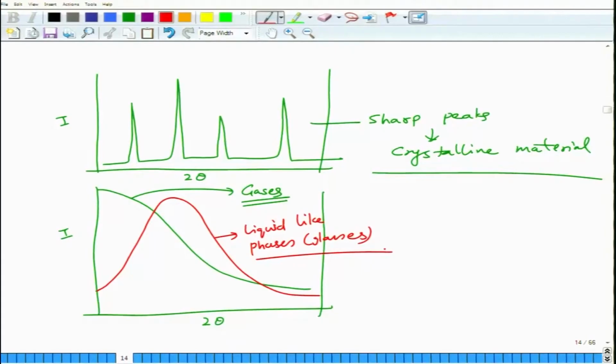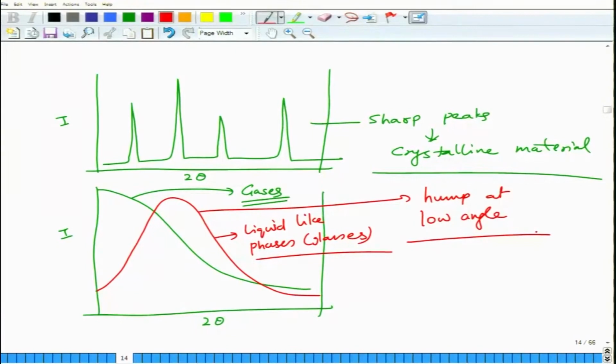So, glasses will show you a structure which will show you a hump at low angles. So, if you have a bit of swelling on the low angle side in the X-ray diffraction pattern, you know that your material has amorphous content. So, you might have an X-ray diffraction pattern which has a hump on the low angle side, but it has peaks on the high angle side, then it has a mixture of crystalline and amorphous phases in the same material.